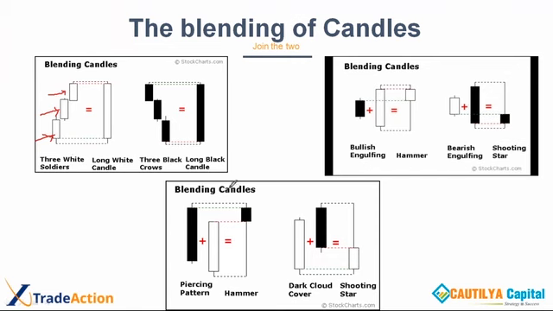When you assemble them, what did that guy do? That guy took the first open of the candle, and he took the lowest low of the three candles. He took the highest high of the three candles, and he took the close of the last candle and created the one big strong momentum candle.